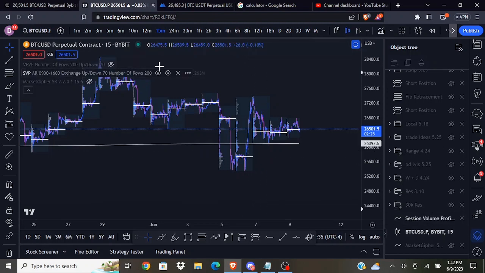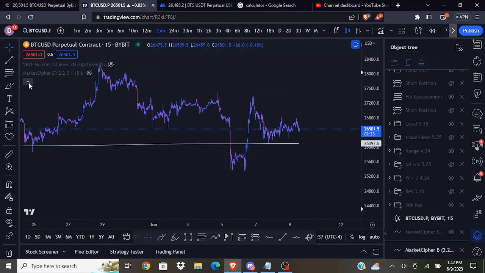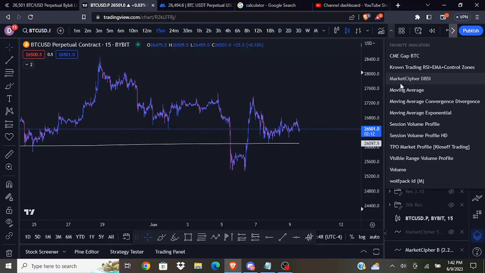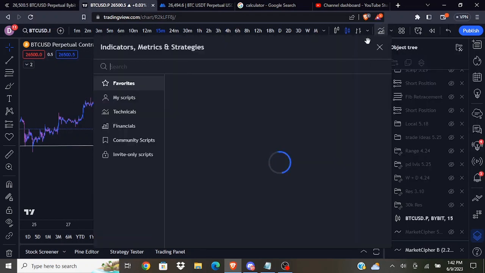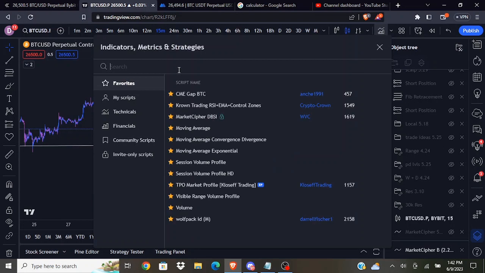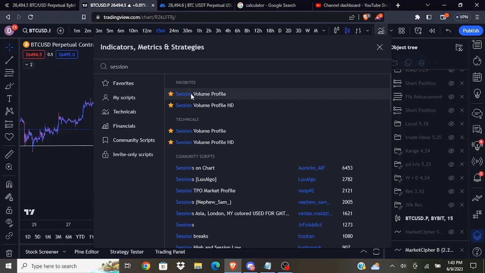So first things first, in order to get this indicator, you have to have paid TradingView. I have made a video previously going over this tool, and I've also shown a way to mark out previous day levels without this tool. But yeah, it does require paid TradingView. In order to get this tool, you just go into indicators and search session volume profile. And it is right here.